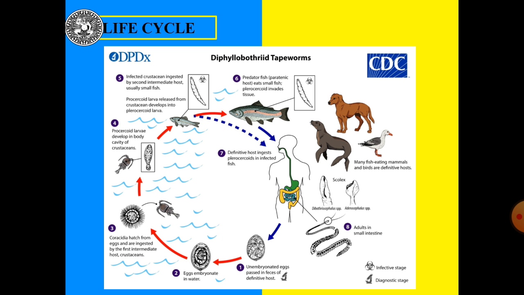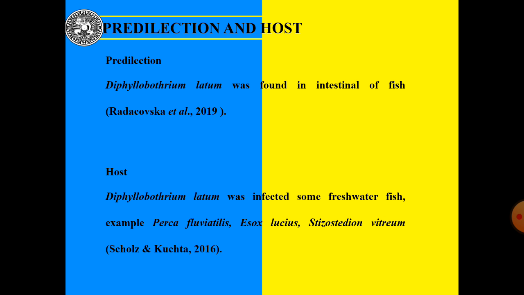At number 6, it is ingested by a paratenic host, such as a predator fish, or at number 7 by a definitive host like a human. And number 8, the adult stage of the species, grows in the intestine of the host. The predilection site of this species is the intestine of fish. The hosts of Diphyllobothrium are infected first, for example Procapulvia tilis, Asacclusius, Schizostadium futrium.